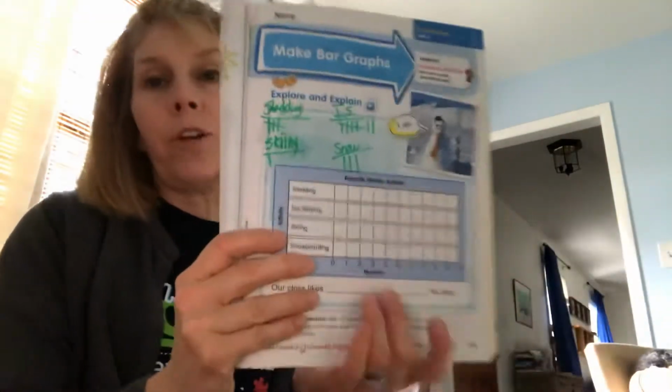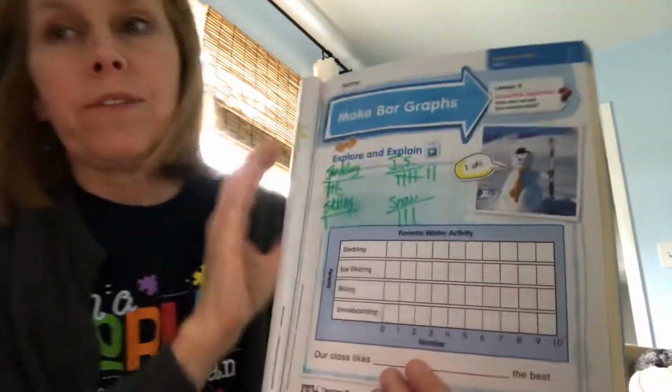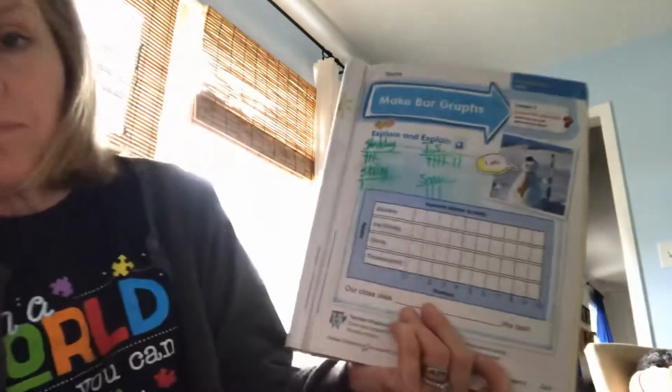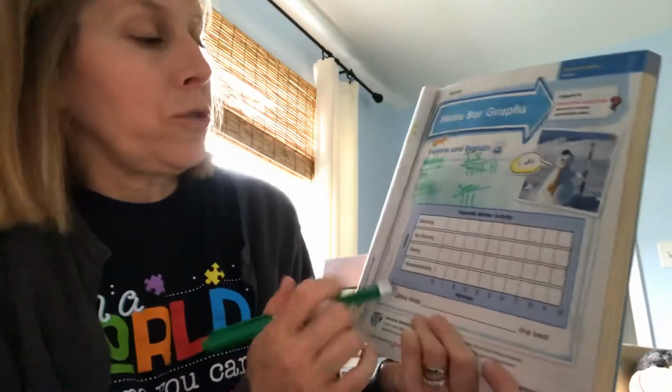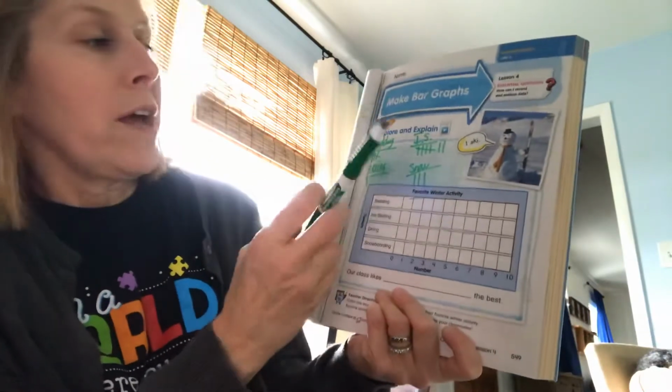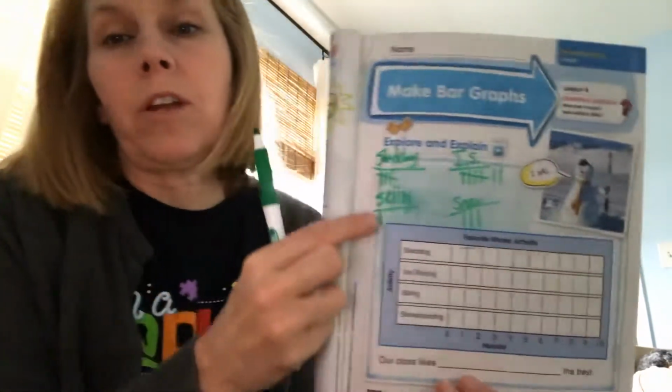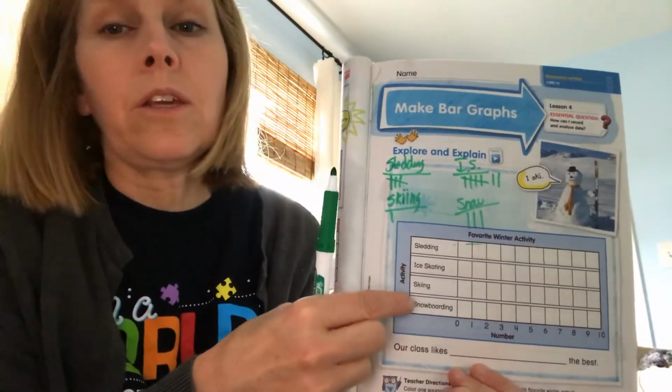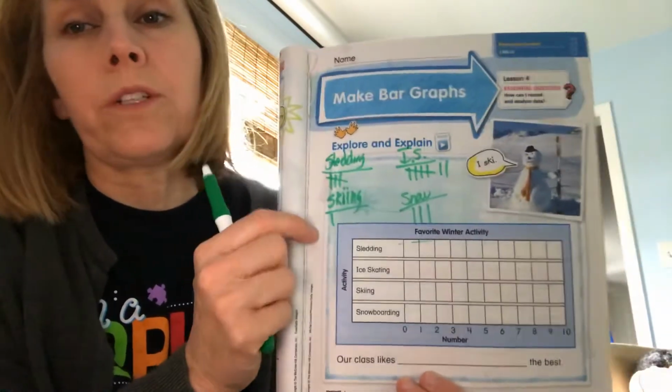And so now we're going to work on bar graphs. Bar graphs to me are easy peasy. When you do bar graphs, you just create what looks like a bar. So I made up data. So if we were in class, I would ask you all this question: how many people like sledding, ice skating, skiing, or snowboarding as a favorite winter sport?